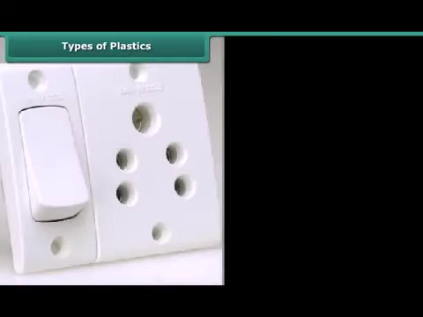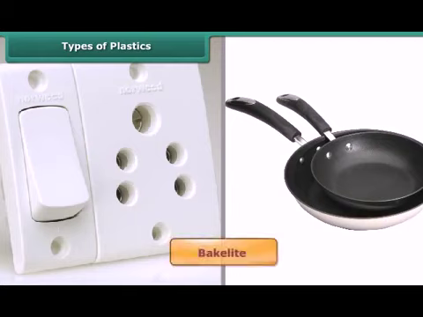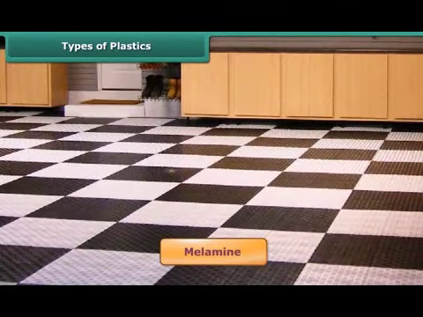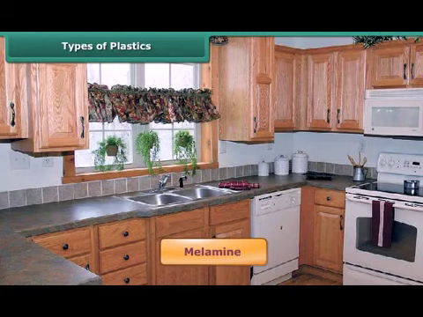The familiar electrical switches and handles of utensils are made of bakelite as it is a poor conductor of heat and electricity, whereas melamine is used for making floor tiles and kitchenware and certain fabrics as it is fire resistant.